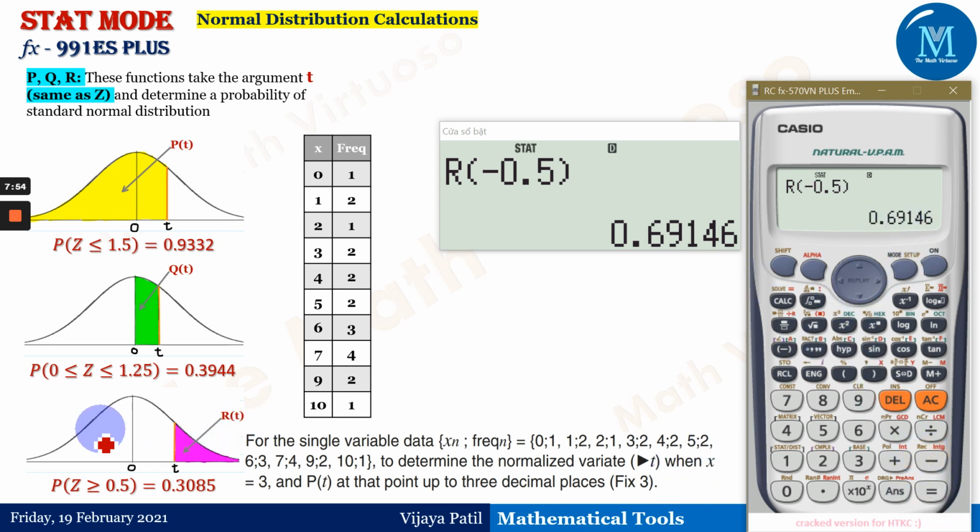You will get this as more than 0.5. Why is that so? Because this 0.5 will come here, and values for greater than z will give me all these values including 0.5, and hence z greater than or equal to minus 0.5 will give me the value 0.69146. Because of this 6, it will give me 0.6915 value here, right, for R minus 0.5.